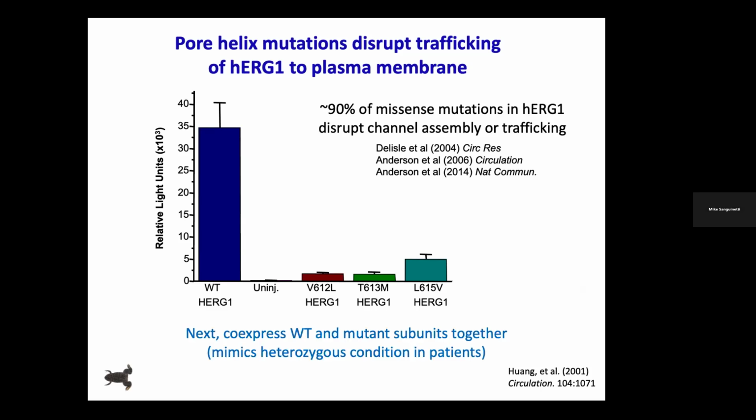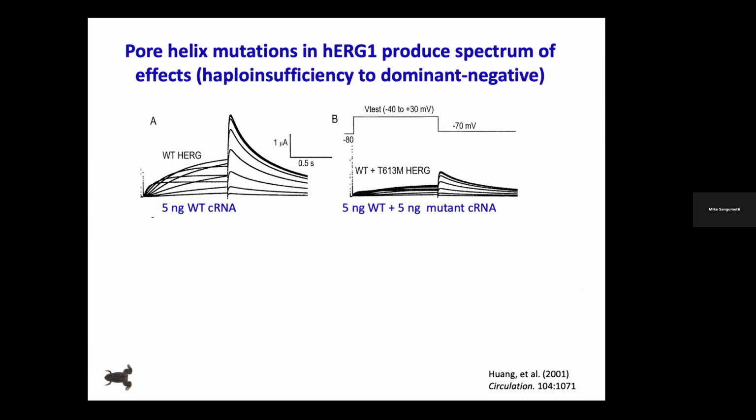So for these 3 mutants, the next thing we do is to co-express the wild type and mutant subunits together to mimic this heterozygous condition in patients.